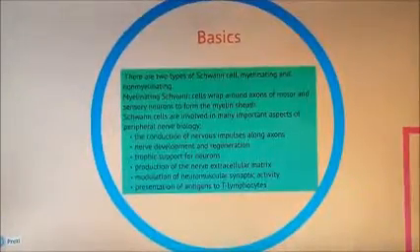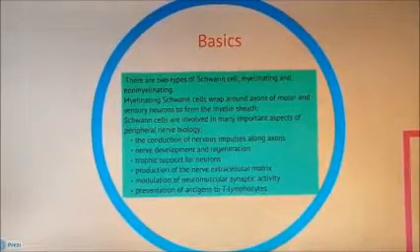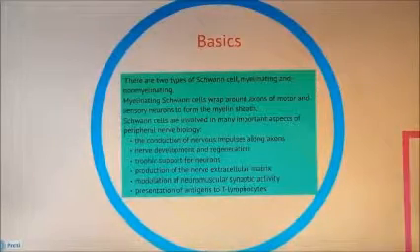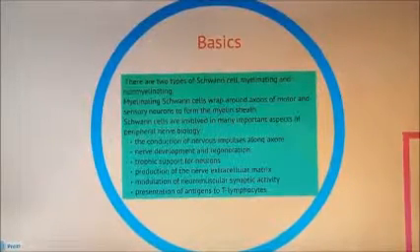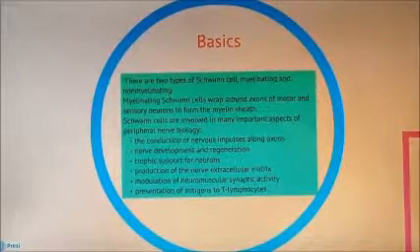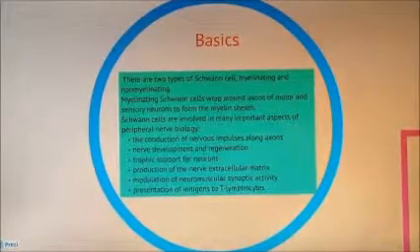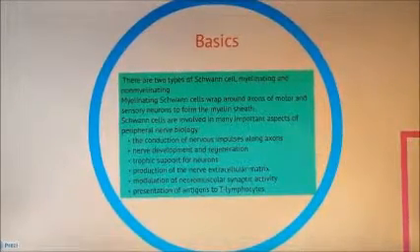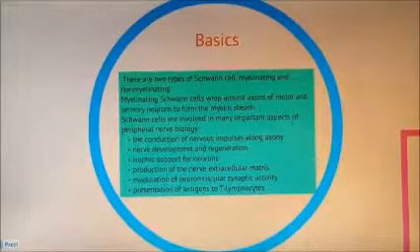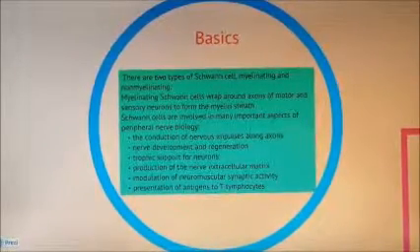Basics. There are two types of Schwann cell, myelinating and non-myelinating. Myelinating Schwann cells wrap around axons of motor and sensory neurons to form the myelin sheath. Schwann cells are involved in many important aspects of peripheral nerve biology: the conduction of nervous impulses along axons, nerve development and regeneration, trophic support for neurons, production of the nerve extracellular matrix, modulation of neuromuscular synaptic activity, and the presentation of antigens to T lymphocytes.